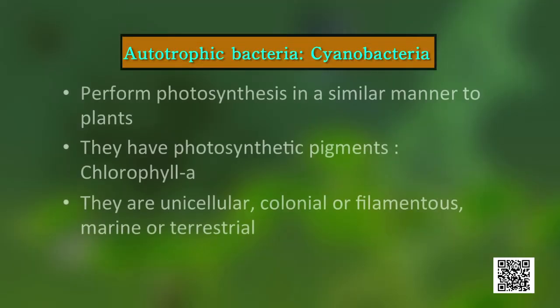Now we have already discussed this term, autotrophic bacteria, and we have also discussed that cyanobacteria have an autotrophic mode of nutrition because they have pigments similar to the pigments of plants. They have chlorophyll A, and thus they can prepare their food by the process of photosynthesis.